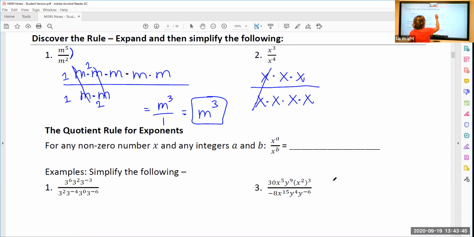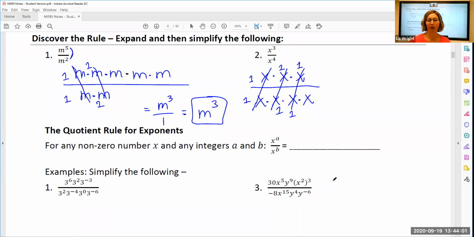X over x is going to be 1. X over x is going to be 1. X over x is going to be 1. So a lot of times students will tell me that means we have 0. We have 0 in the numerator. Nope, not true. We don't have a 0.